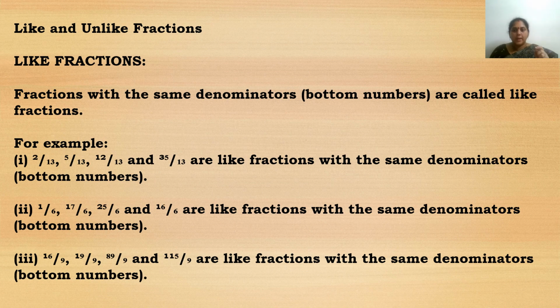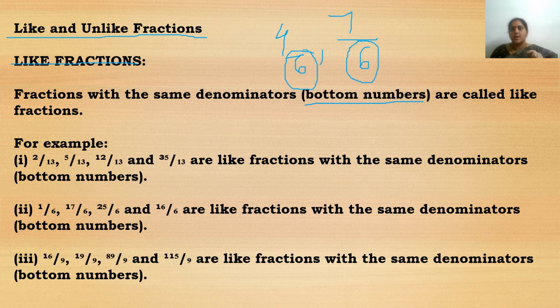Now we will talk about like fractions and unlike fractions. What are like fractions and what are unlike fractions? Like fractions are fractions with the same denominators, bottom numbers. Denominators means bottom numbers. Suppose 4 by 6 and 7 by 6. What are your bottom numbers here? Your bottom numbers are 6. These are called denominators, and these are called like fractions.